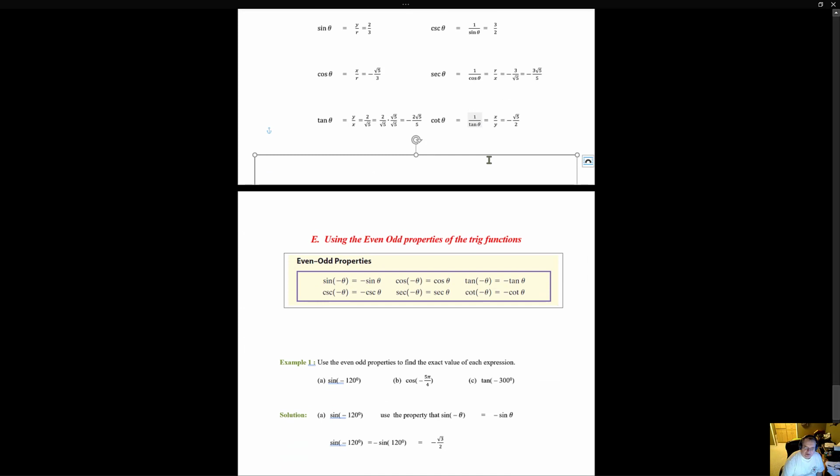The next little section is called the odd and even properties of the trig functions. What these essentially tell you is that if you find the sine of an angle, let's say negative pi upon 2, it has the same value as the sine of pi upon 2. The only difference is that it may or may not be the same sign. So let's see what that means.